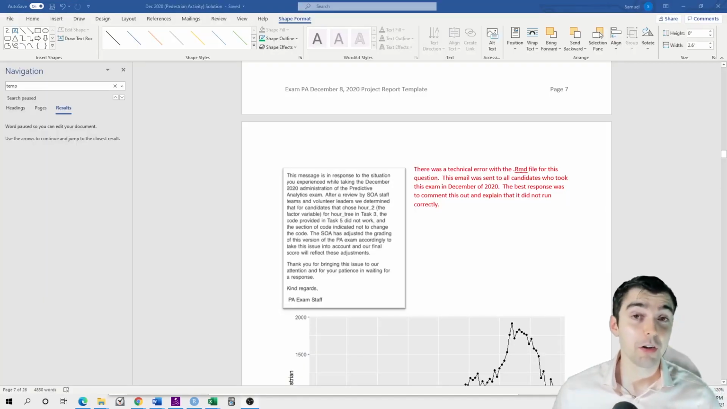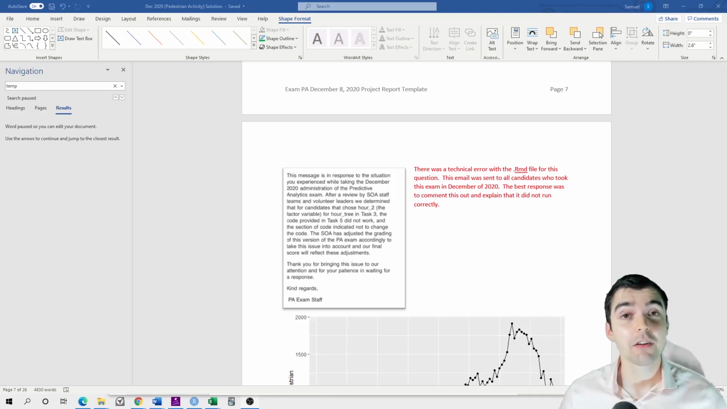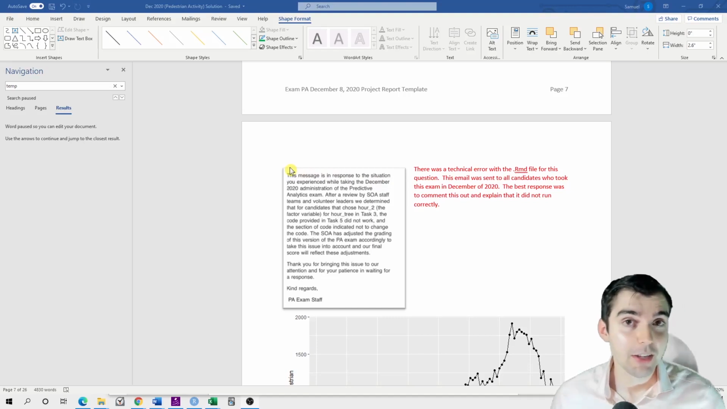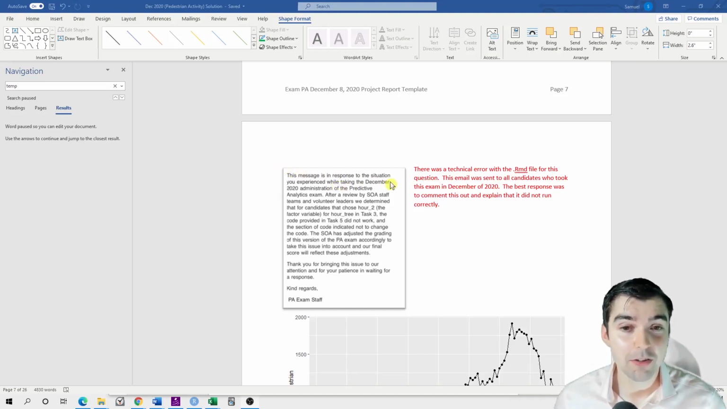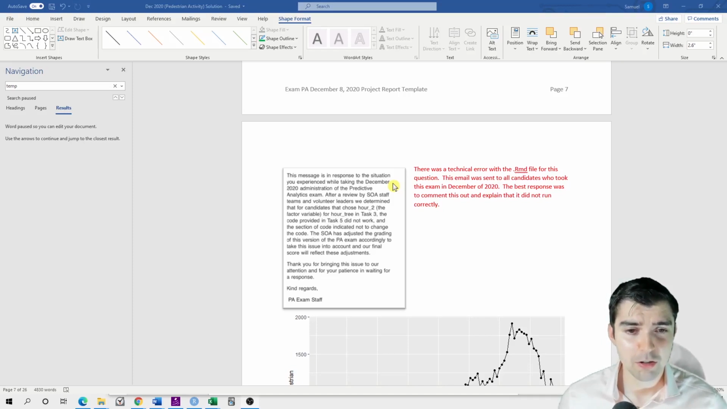This question was very difficult to grade because there was a technical error in the RMD file. This was the message that was sent out to people after they'd taken the exam. This message is in response to the situation you experienced while taking the December 2020 exam. After a review by the SOA staff teams and volunteer leaders, we determined that for candidates that chose hour 2, the factor variable for hour tree in task 3, the code provided in task 5 did not work, and the section of code indicated not to change the code. The SOA has adjusted the grading of this version of the file accordingly to take this issue into account, and our final score will reflect these adjustments.